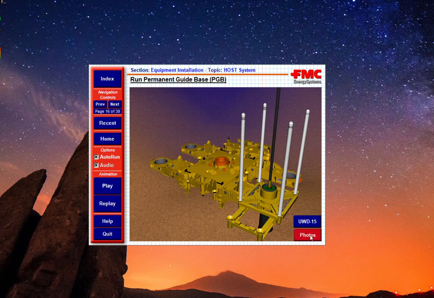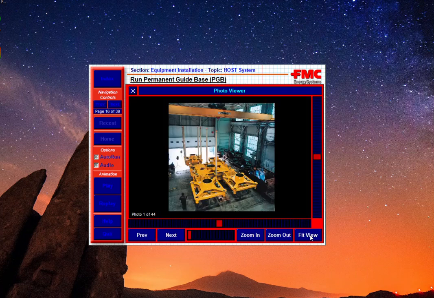Let's have a look at the photos. So this is the whole template as per se. You see a person down here in comparison to the size of it.